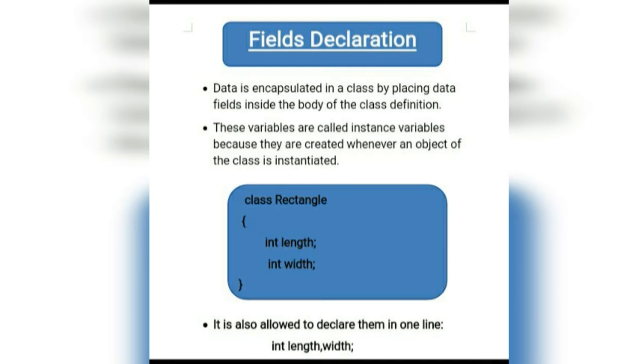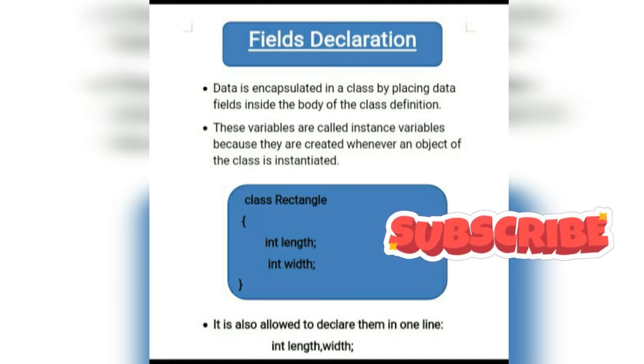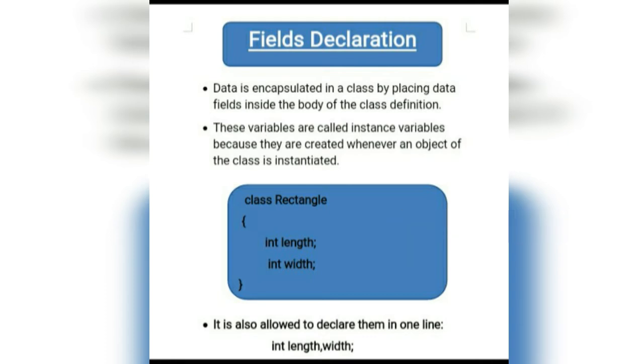First one, the field declaration, which are nothing but the data members, the properties of a class. That is, data is encapsulated in a class by placing data fields inside the body of a class definition. These variables are called instance variables because they are created whenever an object of a class is instantiated. We can create the instance variable exactly the same as we declare the local variables.